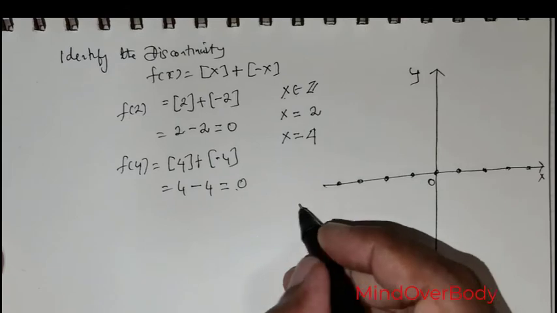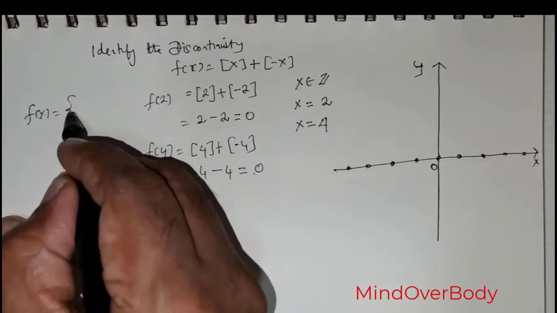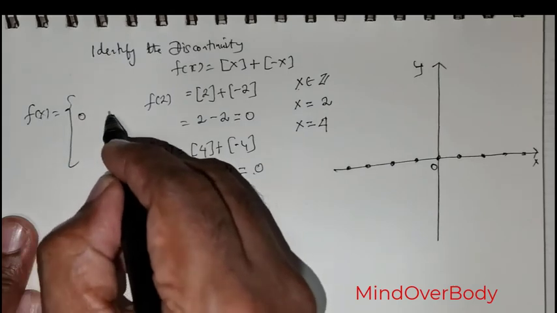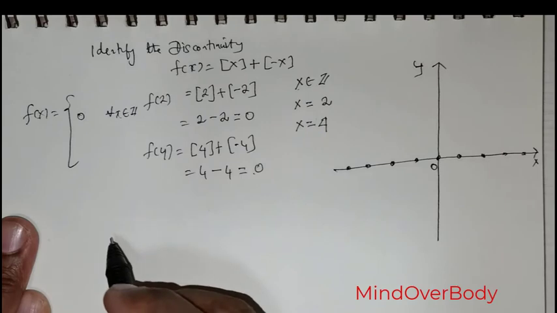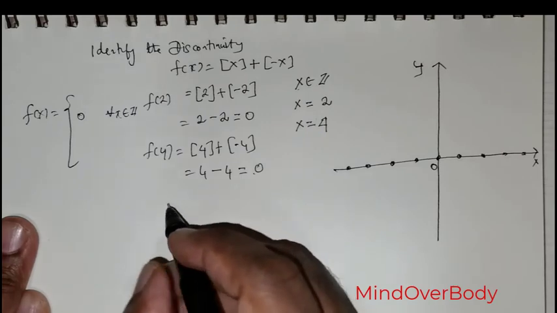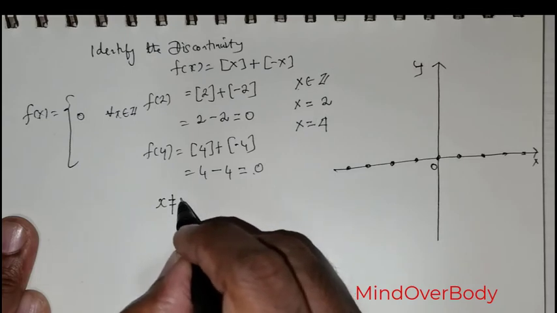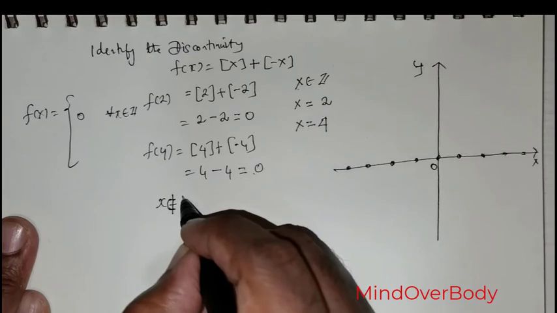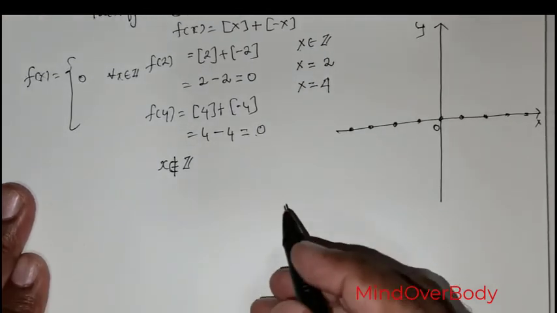Now, so let me just write that down. So f of x will be equal to 0 for every x element of Z. Now what would be the situation when x is not an integer? x is not an element of Z. So in other words, we are trying to take in a value.